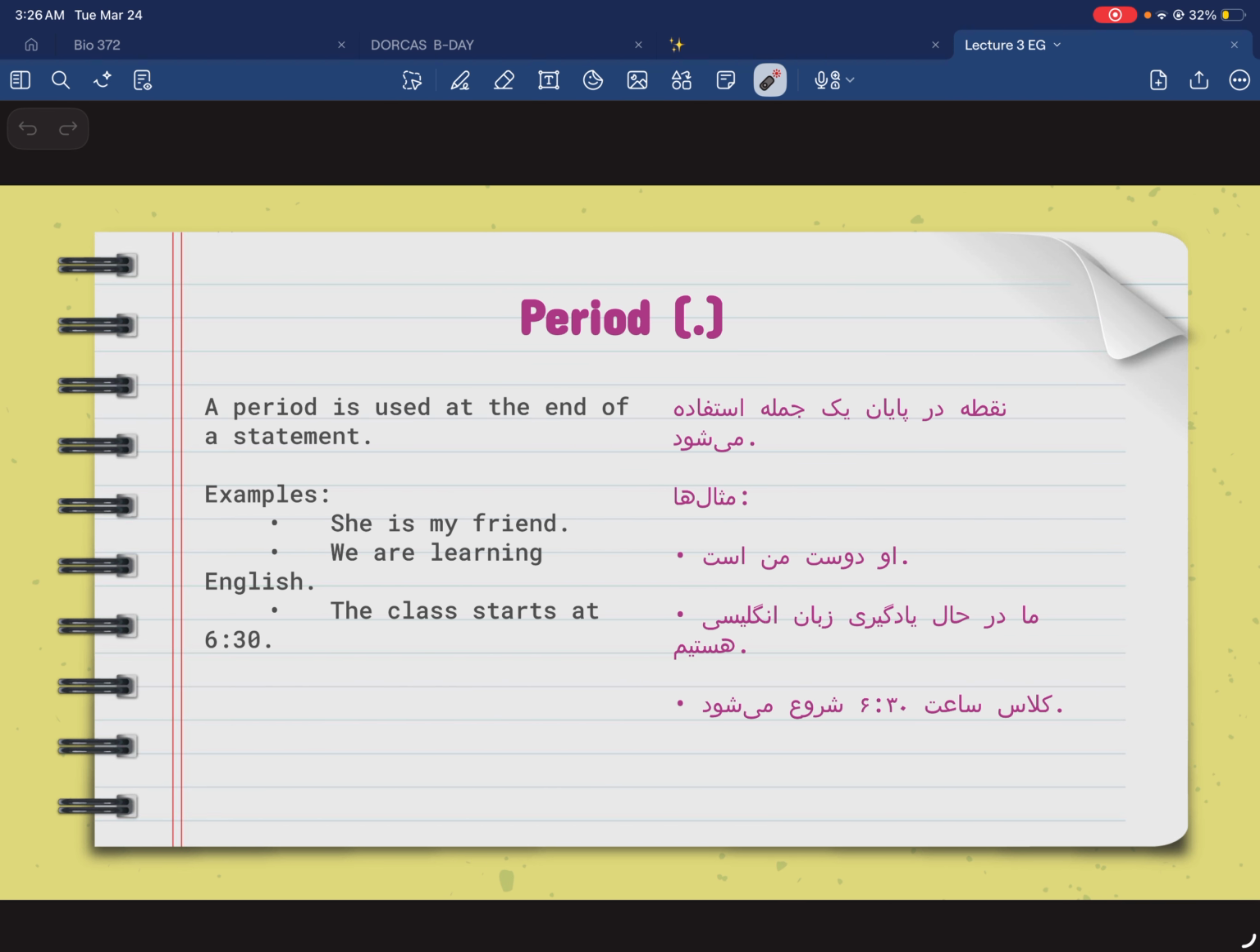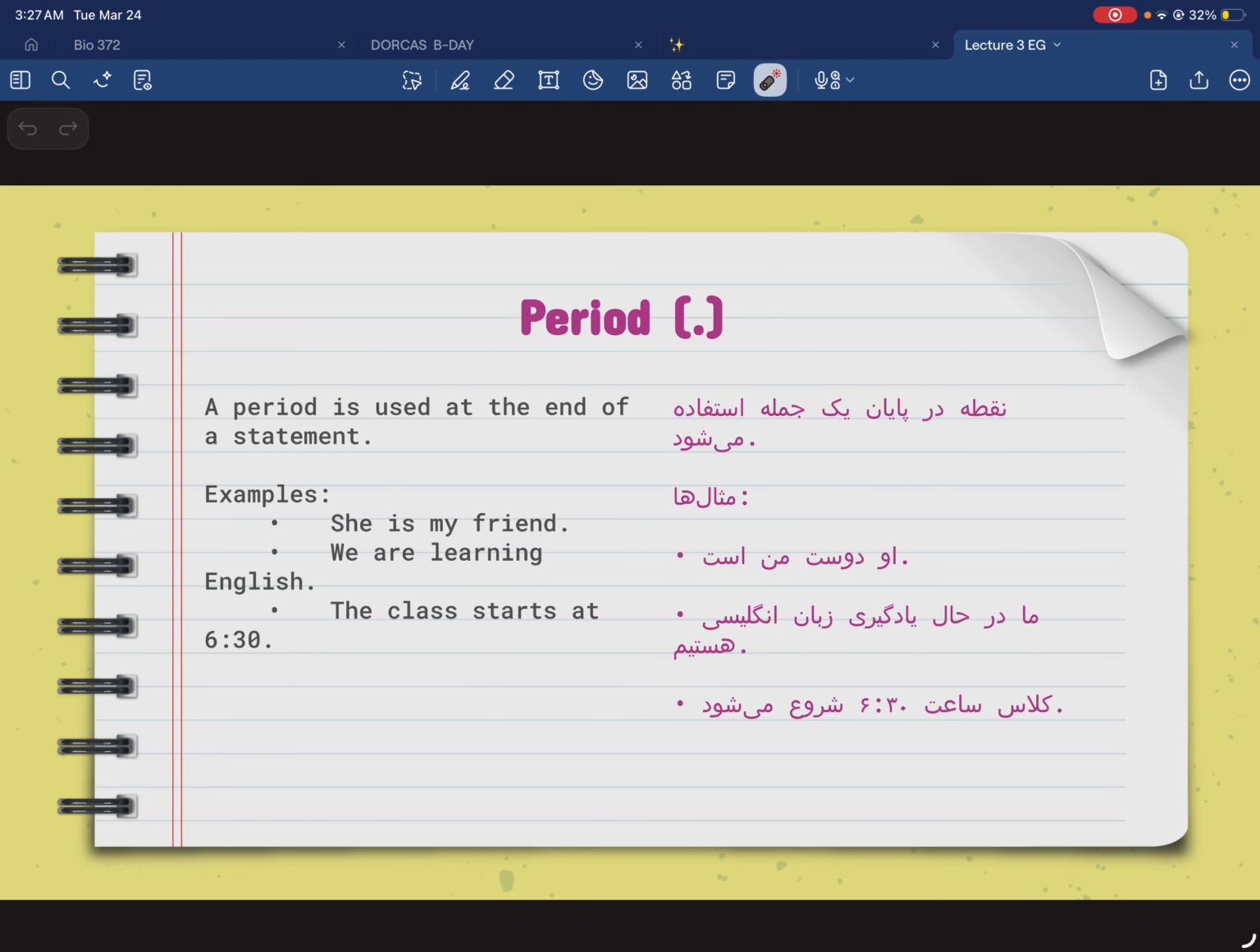So, the first punctuation that we're going to learn about is going to be a period. A period is used at the end of a statement. An example of this is something like, she is my friend. So once I stated that she is my friend, that is a complete thought, a complete sentence. I'm going to end it with a period because I'm making a statement. The other one is, we are learning English. You're going to end it with a period.